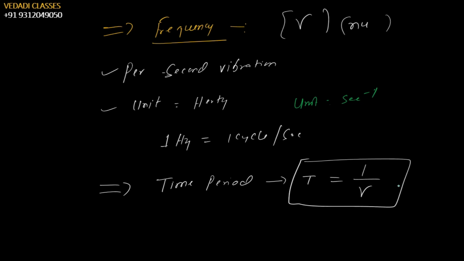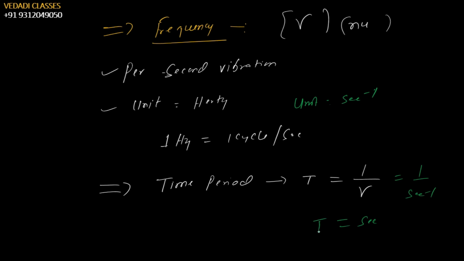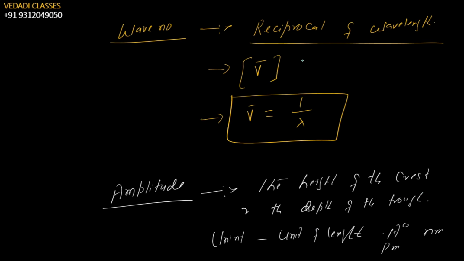Time is 1 by nu. So 1 by nu is what? Nu has the unit 1 by per second, so it will be second. So the unit for time period is second. Now again, wave number, the reciprocal of wavelength, is the wave number, and its unit is the same as the unit of wavelength, or the length.